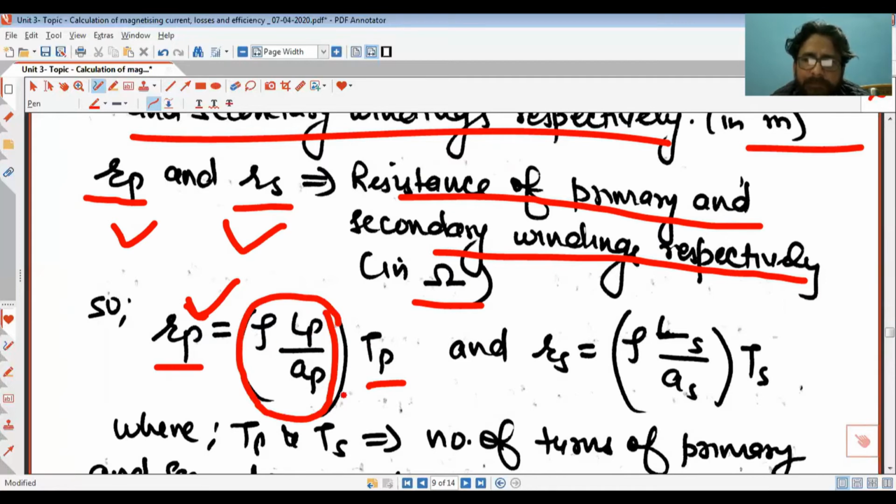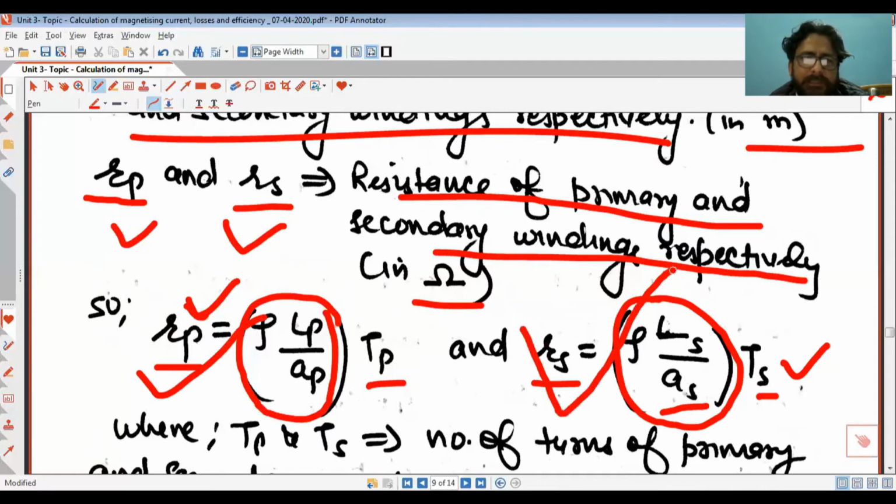The formula used is rho L by A. So rho LP by AP, where AP is the area of cross section of the primary conductor, right? Similarly, AS is the area of cross section of the secondary conductor. In the similar case with the secondary winding, RS is equal to rho LS by AS, where rho is the resistivity of the material. LS is the length of the winding conductor basically, and AS is the area of cross section. The total number of turns is TS. So this is the total resistance of primary winding, and this is the total resistance of secondary winding.